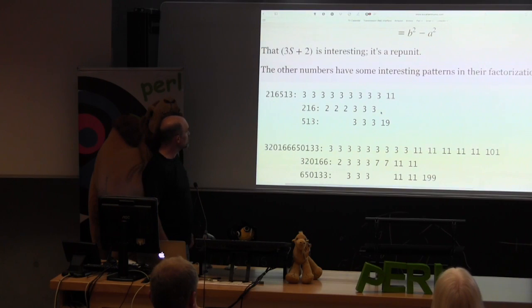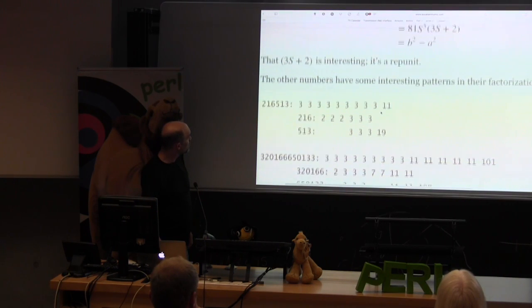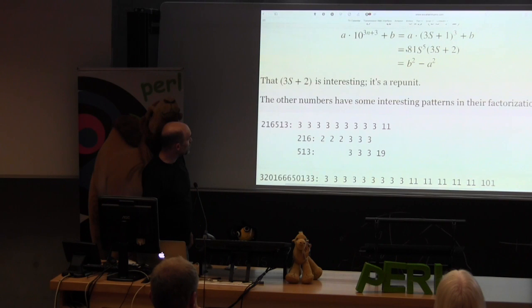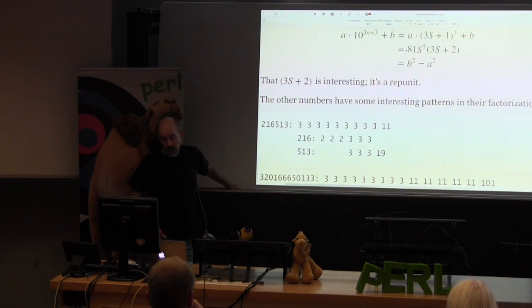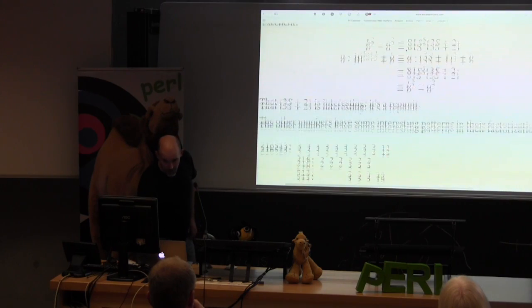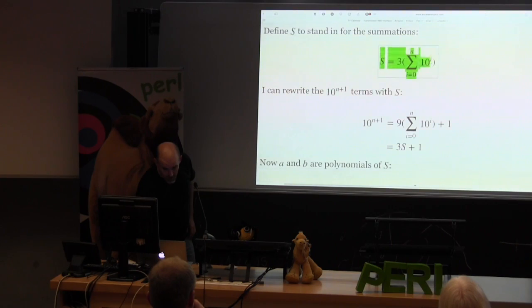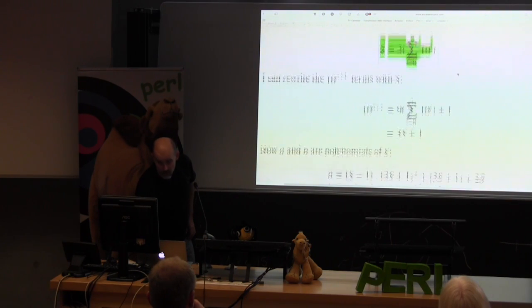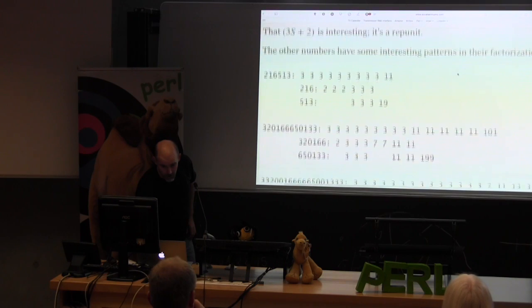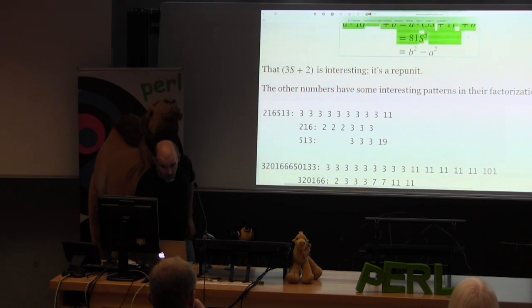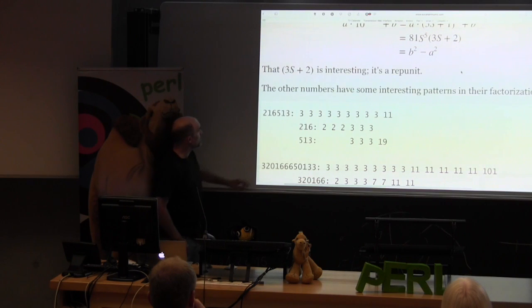And then, look at this. This is the final thing that I come up with: b squared minus a squared is 81 times s to the 5th power times the same 3s plus 2. That s is a substitution for that sequence of powers of 10. But let me show you back, where did I define s? There it is, s. So 3 times that rep unit thing. But then I come back here, and I get this guy, the 3s plus 2.